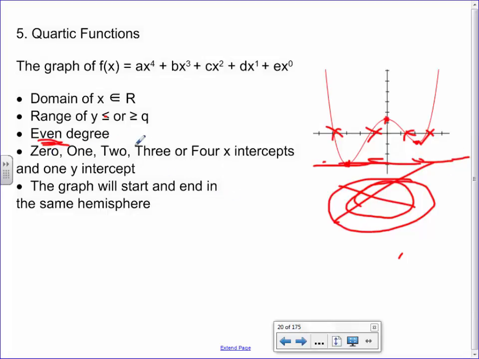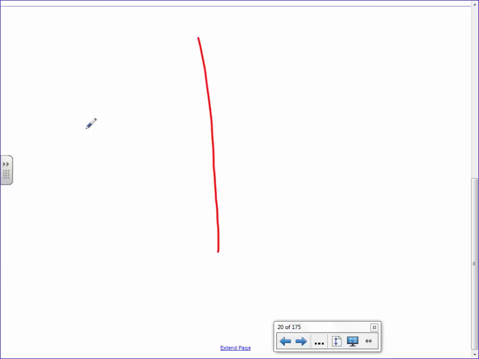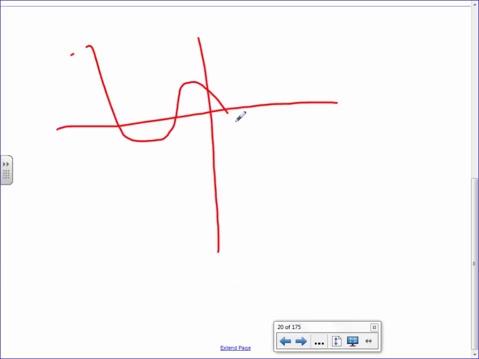This one could have 0, 1, 2, 3, or 4 x-intercepts. I mentioned a few slides ago, really all we know is the capacity. We don't actually know how many there will be, but we know how many there could be. For example, here's a graph that would have 4 x-intercepts. That would be quartic.